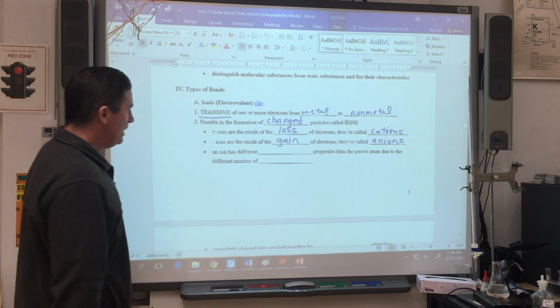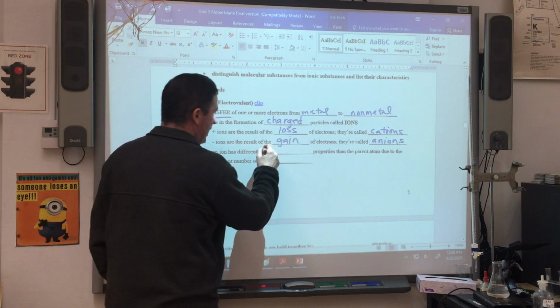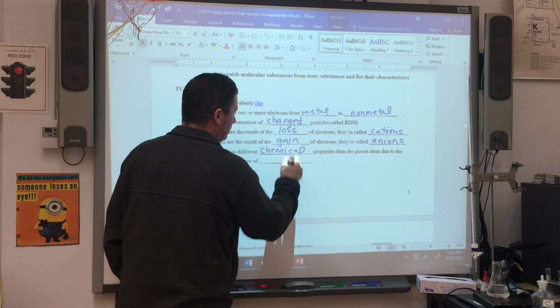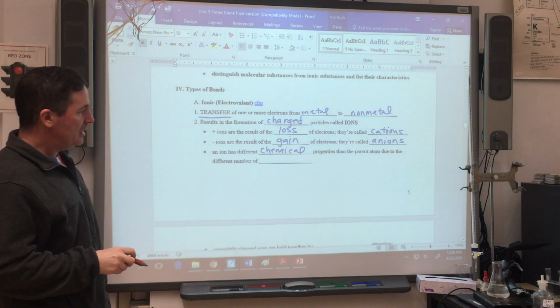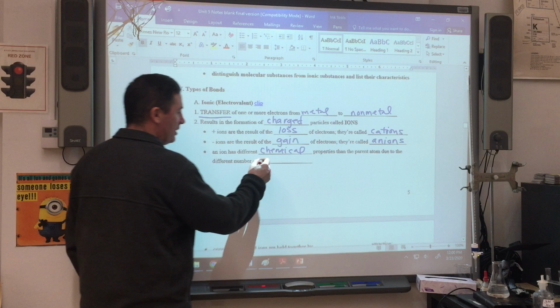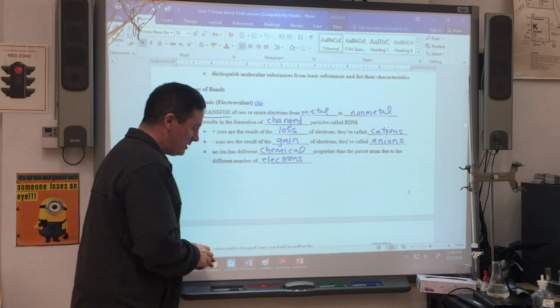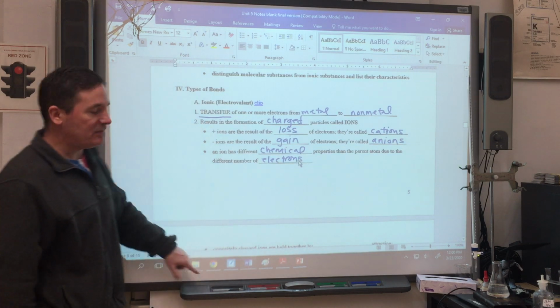An ion has different chemical properties than the parent atom because it has a different number of electrons. And if something has a different number of electrons, that's going to determine how it acts chemically.